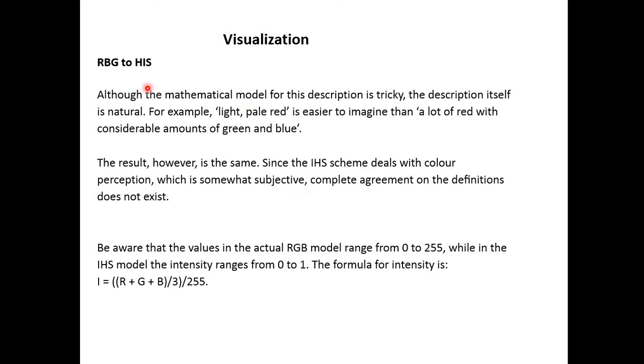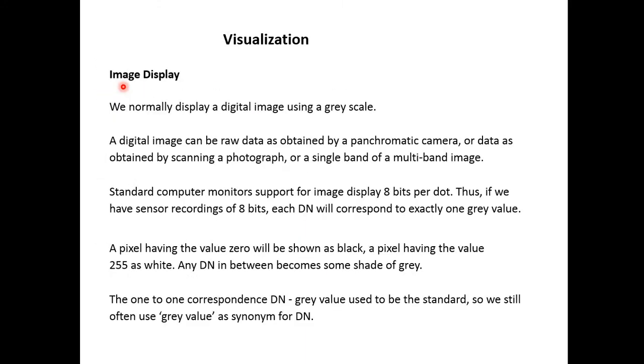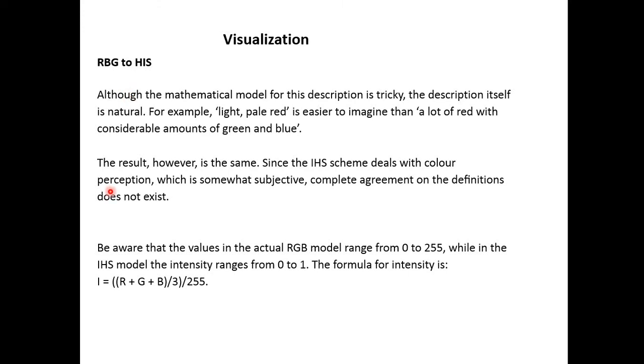So we have converted this RGB model to the IHS model. For conversion, intensity is equal to the reflection in red plus reflection in green plus reflection in blue, divided by 3, divided by 255. We will get the intensity value from 0 to 1. These are the digital numbers from 0 to 255. There are 256 digital numbers, where 0 is counted as 1.